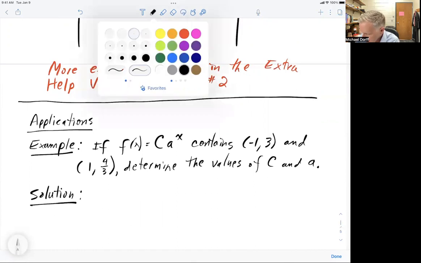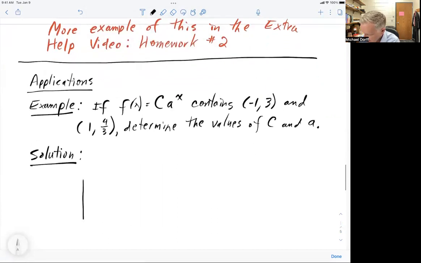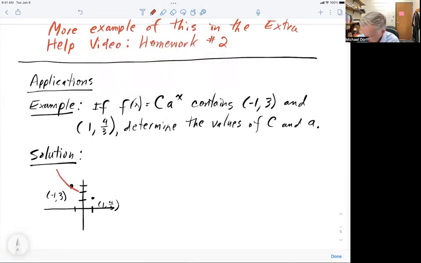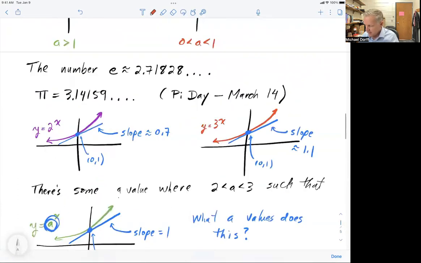Now it might be helpful here to just look at where these 2 points are. The point -1, 3 is right here. There's the point -1, 3. And if I look at the point 1, 4/3, it's about here. That's the point 1, 4/3. And so if I were to graph that, it looks something like this. And that is an exponential function. If you go back to the original functions, let's look back here a little bit.